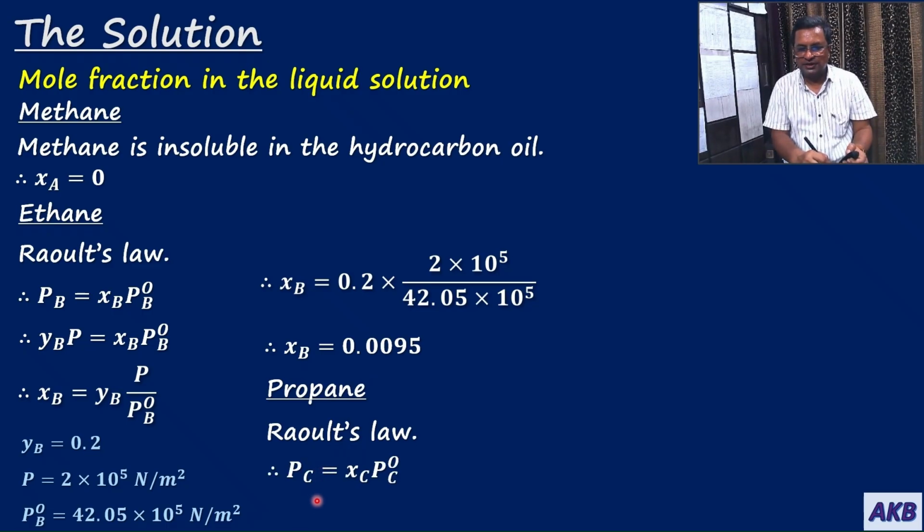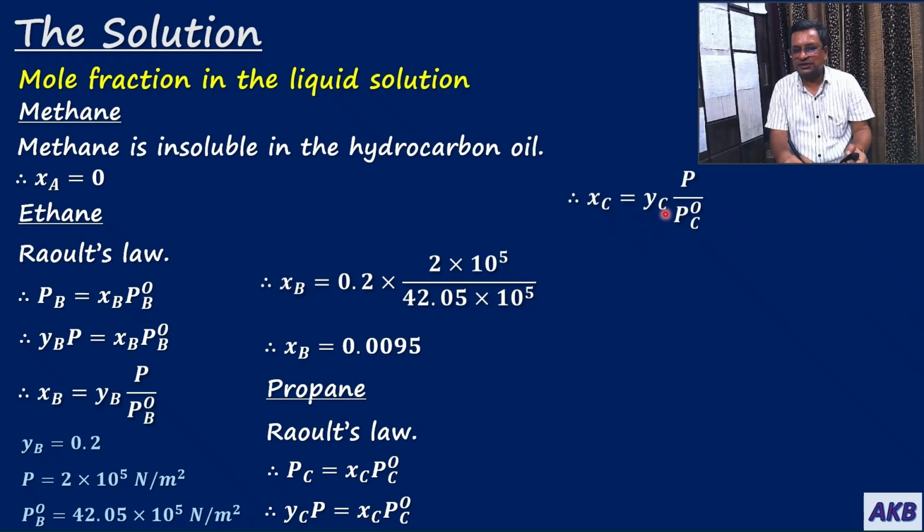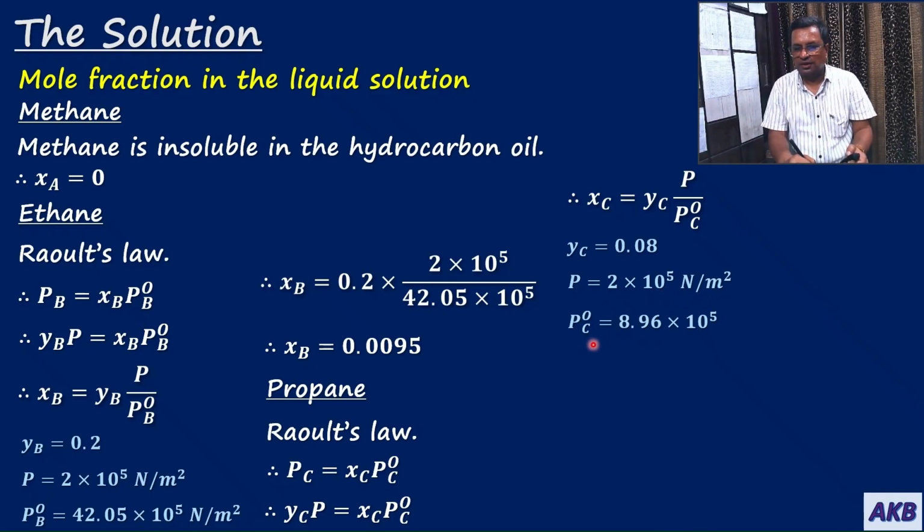So Pc is equal to Xc into Pc naught, where Pc is the partial pressure of propane. Again with Dalton's law, partial pressure is mole fraction in the gas mixture into total pressure. So Yc into P is equal to Xc into Pc naught. Our objective is to get Xc. So from this, Xc will be equal to Yc into P upon Pc naught. Yc is given to us, it is 0.08. P is given to us, it is 2 into 10 to the power 5 Newton per meter square. Pc naught is also given to us, it is 8.96 into 10 to the power 5 Newton per meter square.